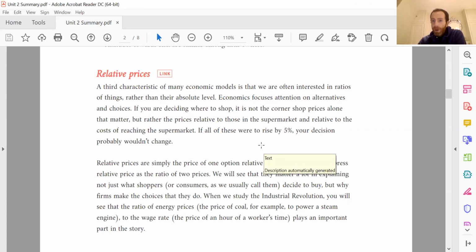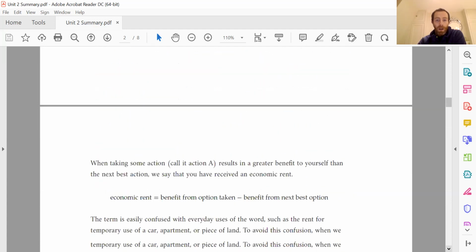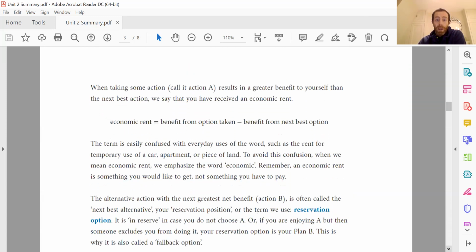Now, we might also be interested in the absolute prices. So, for example, if the prices in the corner shop and the supermarket both went up by 5%, then overall, we might decide to buy less wherever we go. But in terms of deciding which one to go to, that's probably not going to have an influence, right? Probably not. It could, but probably not. What's going to be more important is the price of one place relative to another. And we'll see relative prices playing a very important role in the first model that we're going to look at shortly.